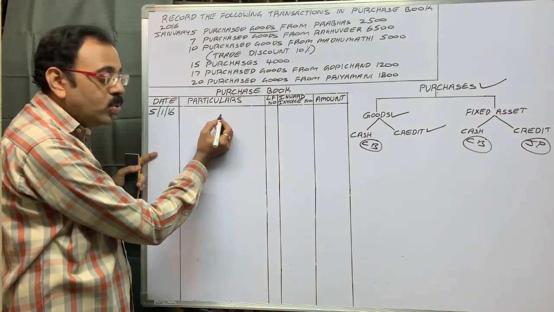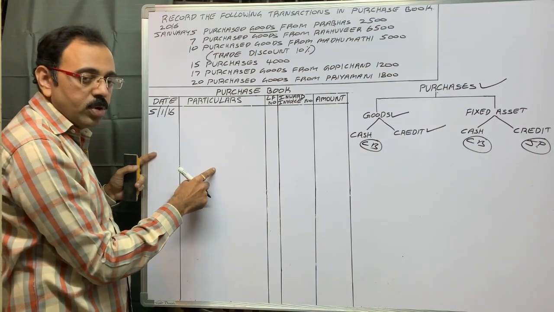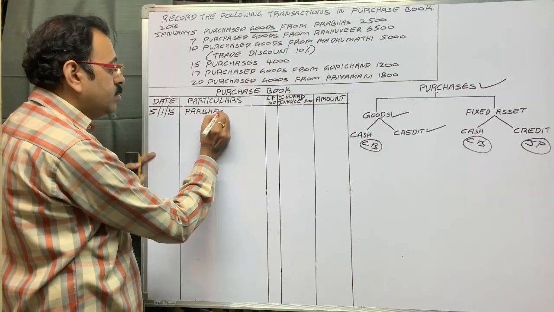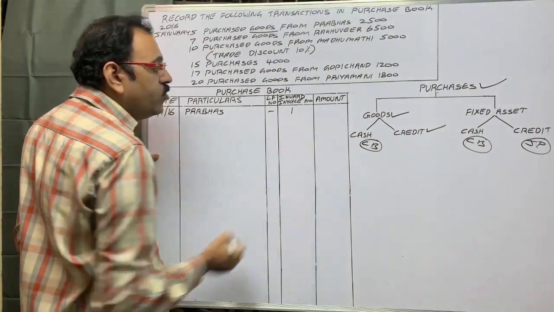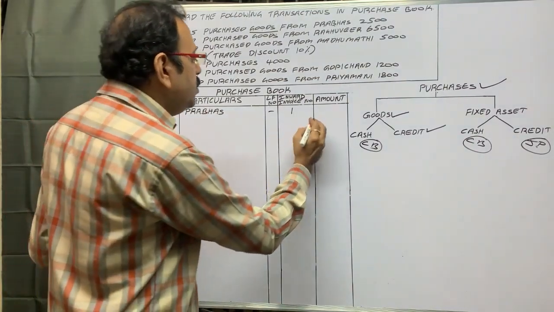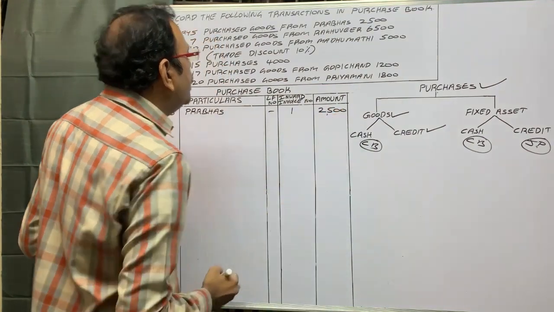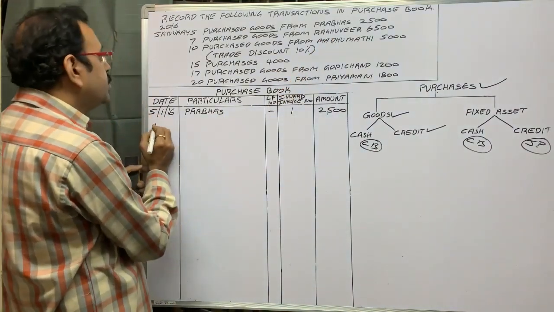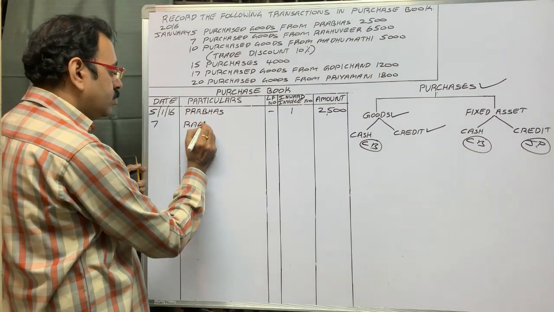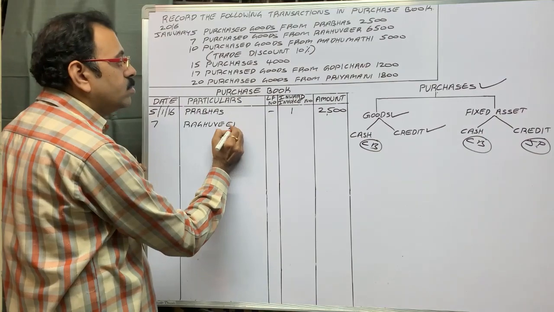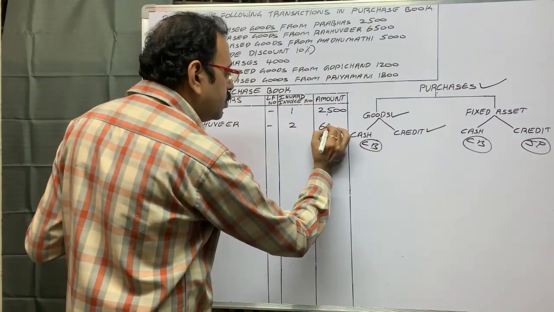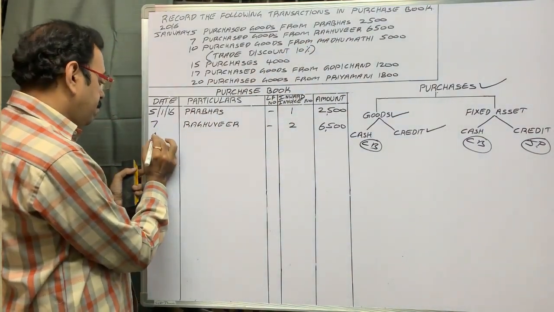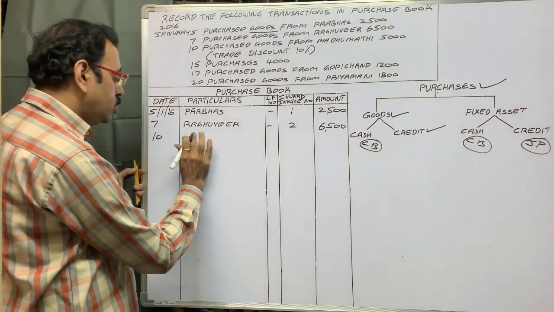No need to start with TO or BY, because this is not an account. Okay? Directly that name you have to write. Don't write anything here for invoice number, write down serial numbers, then amount. Next, purchased goods from Raghuveer. Same, we bought goods on credit. It comes. 7th date. Amount is 6,500. Then purchased goods from Madhumati. Goods are purchased on credit, so it comes.